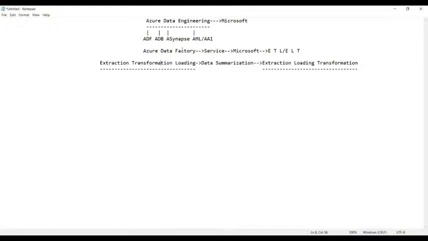So what is ETL? Azure Data Factory is a service provided by Microsoft to perform the job of ETL, that is extraction, transformation, and loading, between the clouds and on-prem. What is on-prem? On-prem is nothing but on-premises. It stands for on-premises.